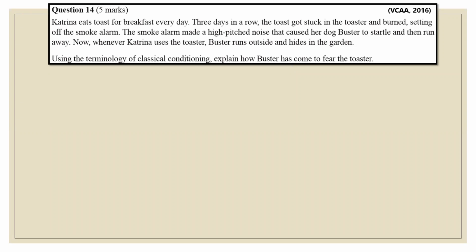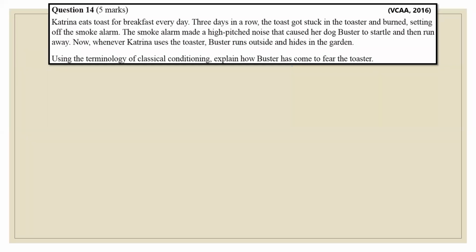Okay, I'm just going to start reading the scenarios. So Katrina eats toast for breakfast every day. 3 days in a row, the toast got stuck in the toaster and burned, setting off the smoke alarm. The smoke alarm made a high-pitched noise that caused her dog Buster to startle and then run away. Now whenever Katrina uses the toaster, Buster runs outside and hides in the garden. Using the terminology of classical conditioning, explain how Buster has come to fear the toaster.